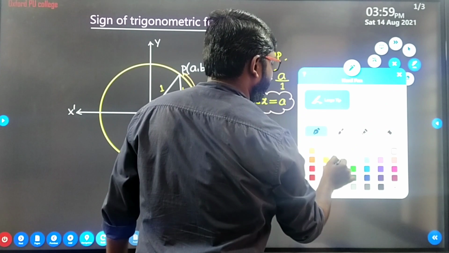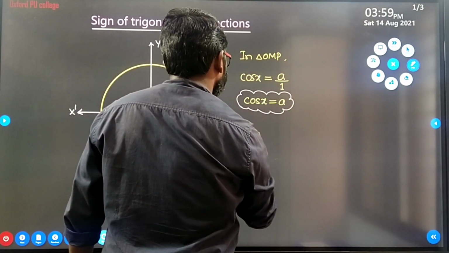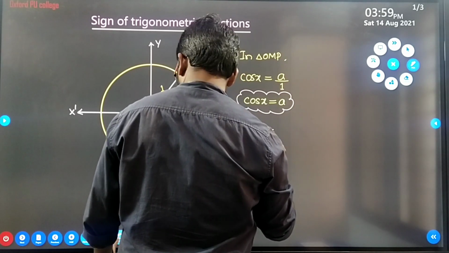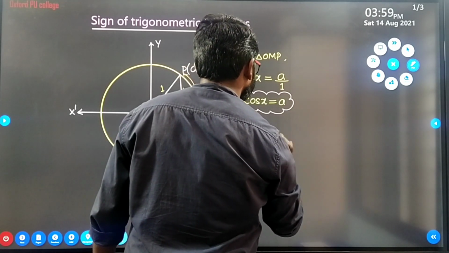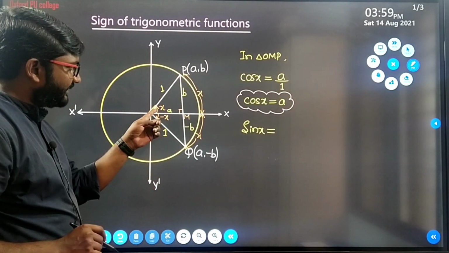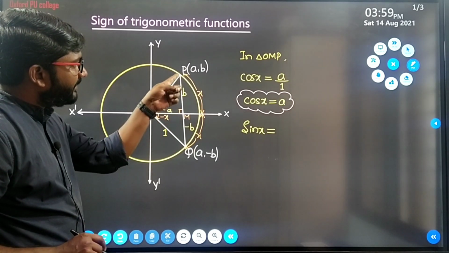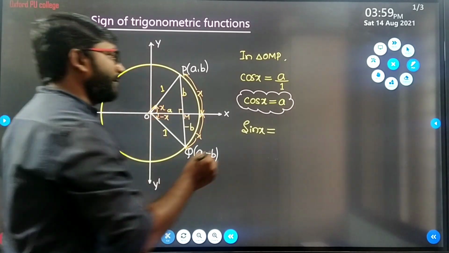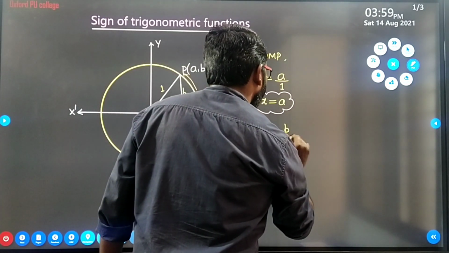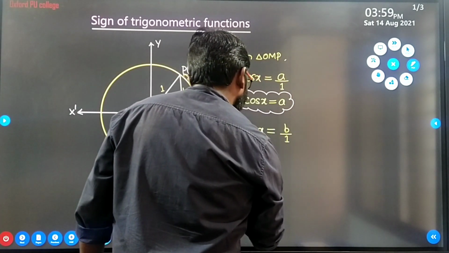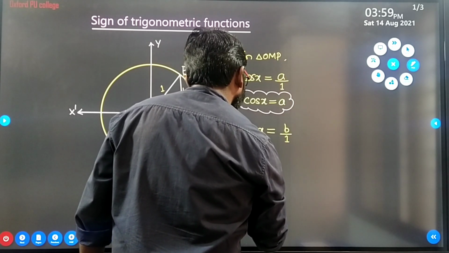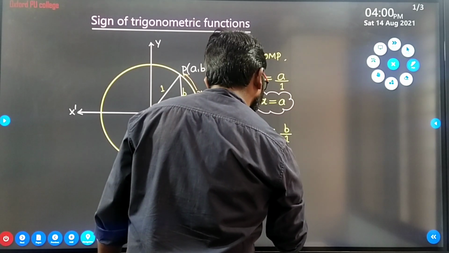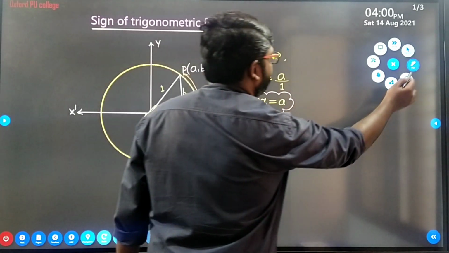So let me take the sin x value. Sin x is equal to opposite by hypotenuse. What is the opposite for the angle x? It is going to be PM. This is the opposite side by hypotenuse, B by 1. Then sin x is equal to B, small b. So this is the value of sin x.